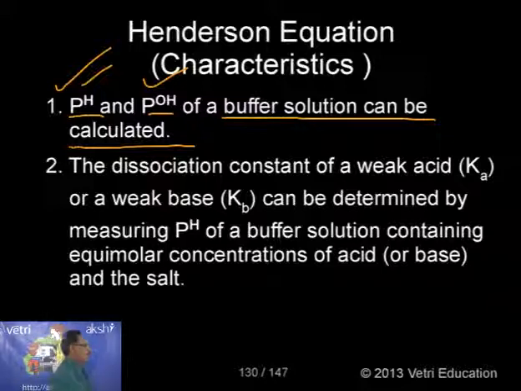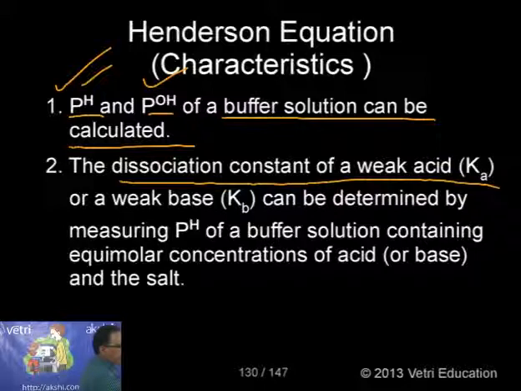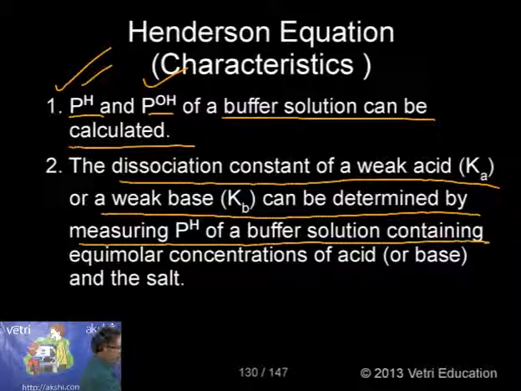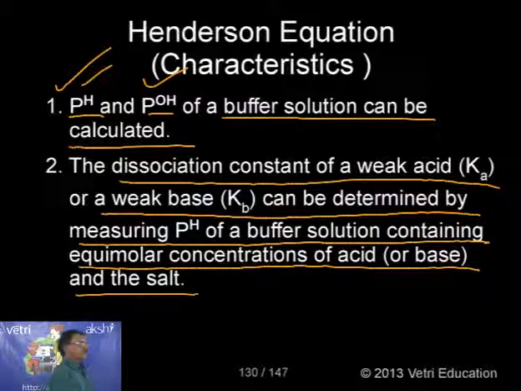Number two, the dissociation constant of a weak acid KA or a weak base KB can be determined by measuring the pH of a buffer solution containing equimolar concentration of acid or base and the salt. This is very, very interesting information. So the dissociation constants Ka and Kb can be determined by measuring the pH of a buffer solution containing equimolar concentration of acid or base and the salt.